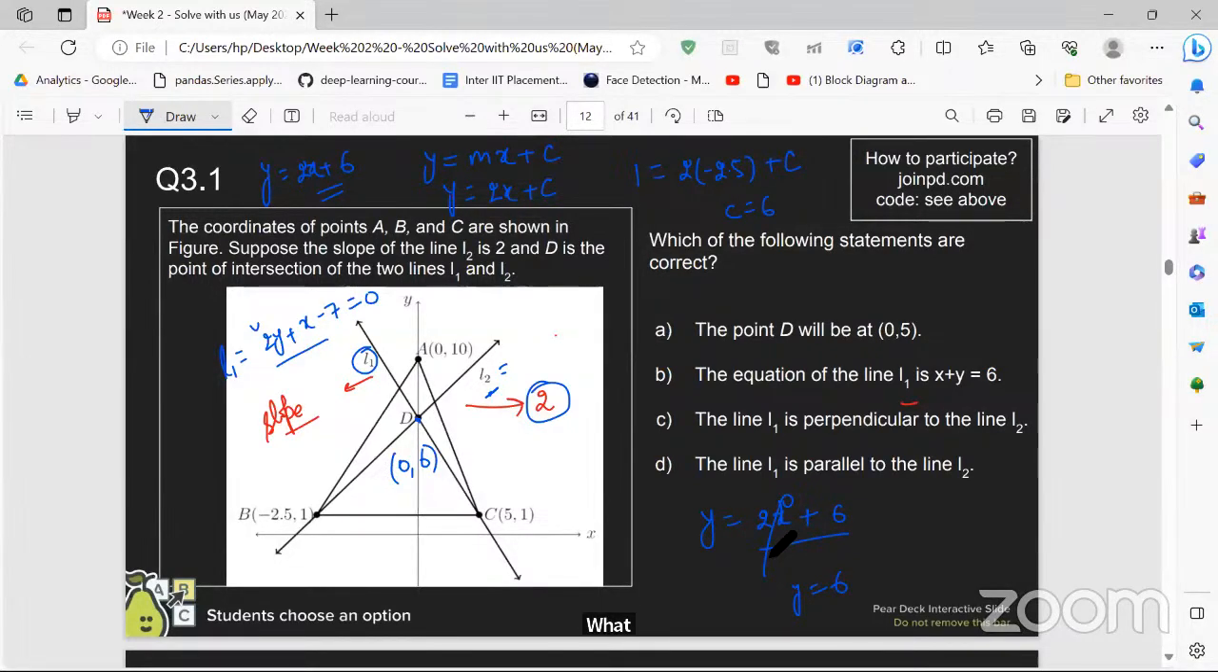Sir, no, the equation is x plus y equal to 6. The equation is wrong. Sir, L1 is x plus y equal to something. I am also confused.